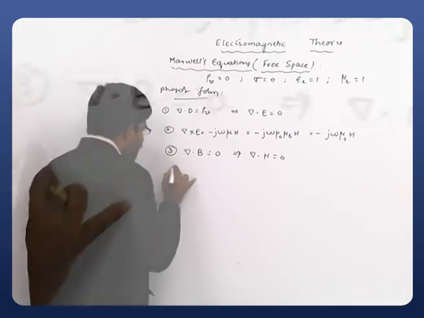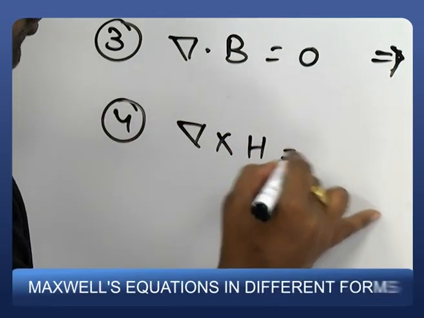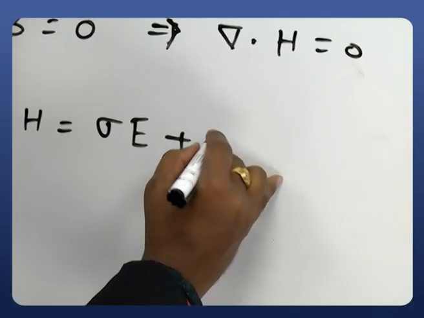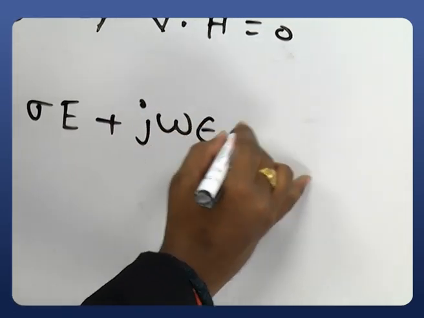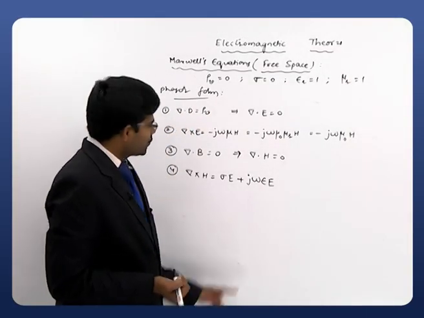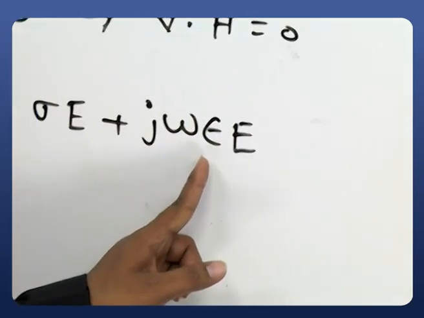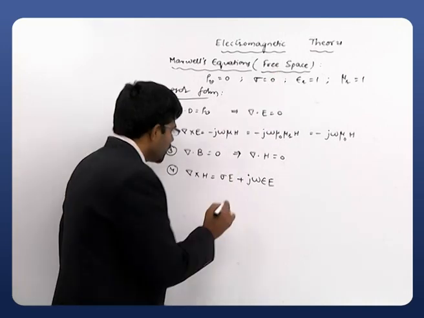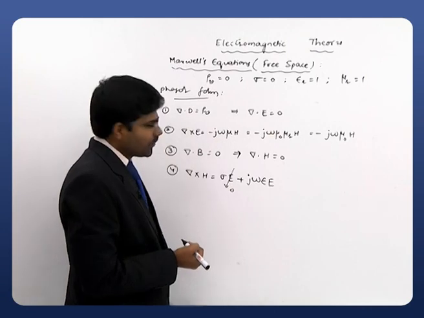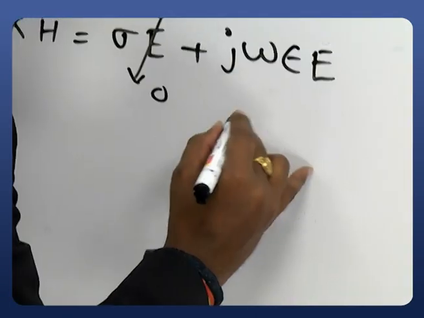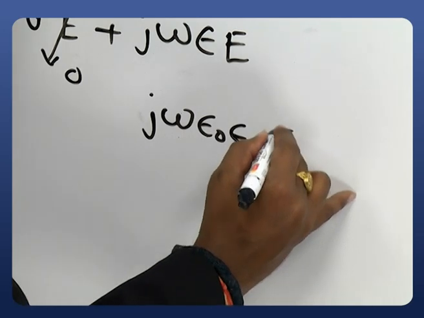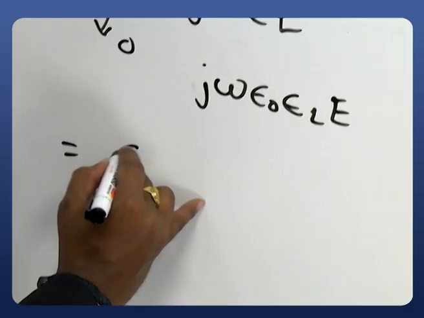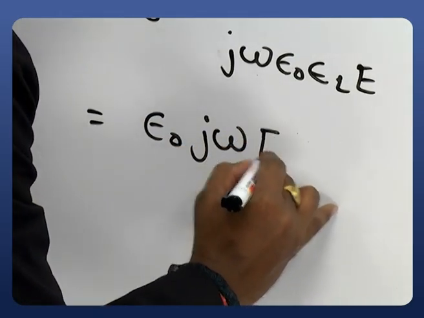And the fourth equation, del cross H is equals to sigma E plus, here in Phasor form, j omega epsilon E. So this is sigma E plus j omega epsilon E, that we are considering for free space. Since we are considering free space, sigma must be equals to 0. So this term will be equals to 0, and this epsilon can be written as j omega epsilon naught epsilon r E. Epsilon r is equals to 1. So therefore this equation can be simply written as j omega epsilon naught E.